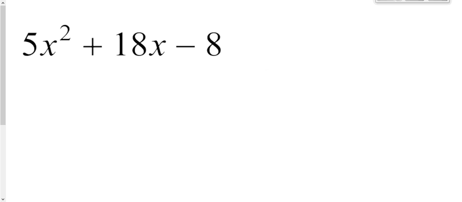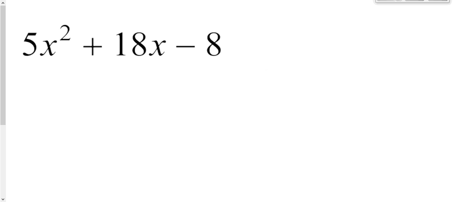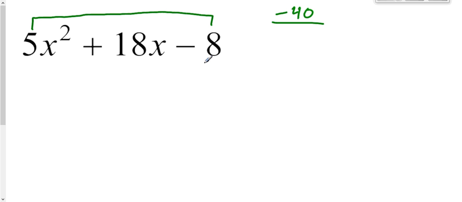Let's make it interesting. Let's do this one. Sometimes there isn't a greatest common factor, which makes A not 1. Nothing can come out. We use the same approach. 5 times this negative 8 gives us a negative 40. I need two numbers that multiply to negative 40 that can add to 18.